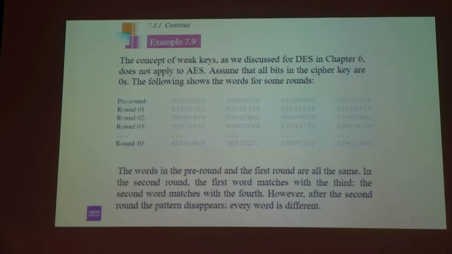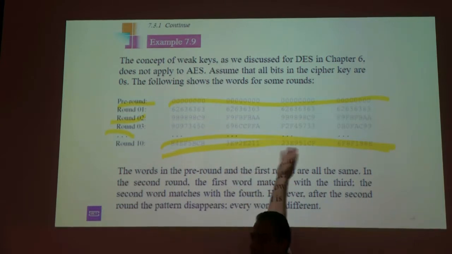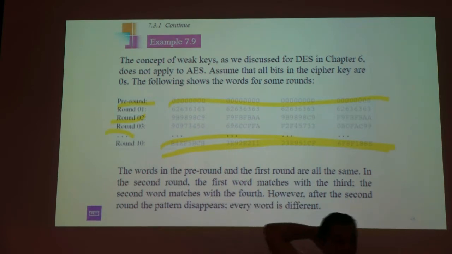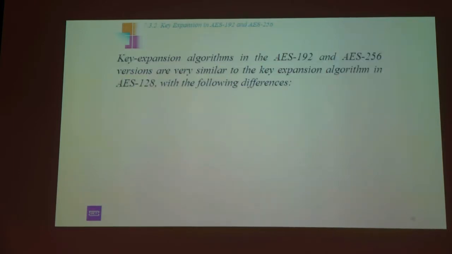So the concept of weak keys, as we discussed in chapter 6, does not apply to AES. Assume that all bits in the cipher key are zeros. So we start with the data all zeros, as you see here. You see round 1, round 2, round 3, okay? The key is completely different. If you remember, when we tried with the data 0, 0, 0, we had a pattern with the key, right? Which made it like a weak key. So here we don't have that.